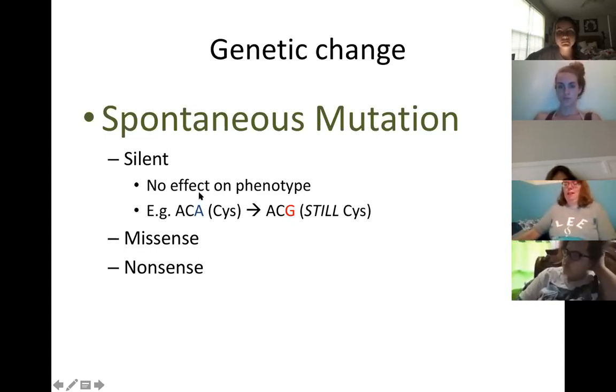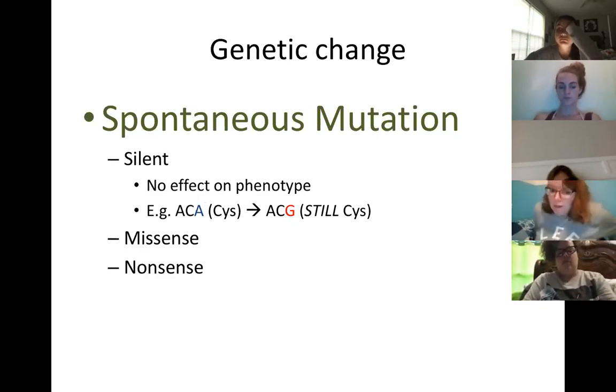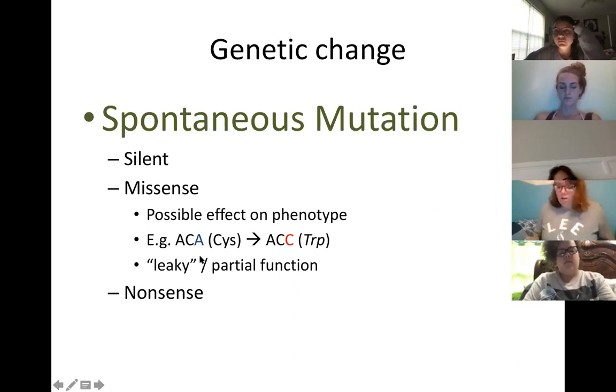And I think one of your questions in your textbook referred to the fact that a large percentage of mutations are actually silent mutations. We just never know that they've occurred. And it's the mutations that have these really big consequences or effects that are actually the minority of mutations, all right? So missense, a possible effect on phenotype, right?